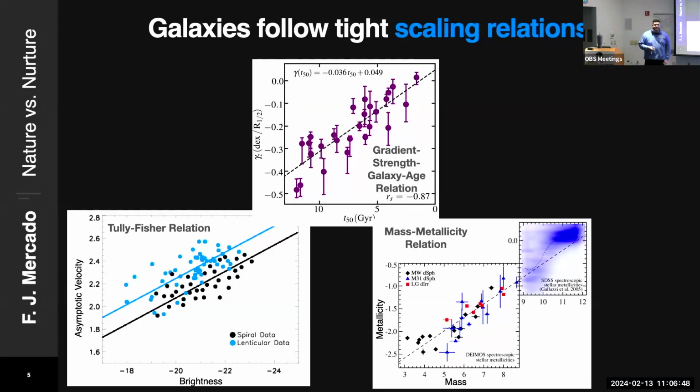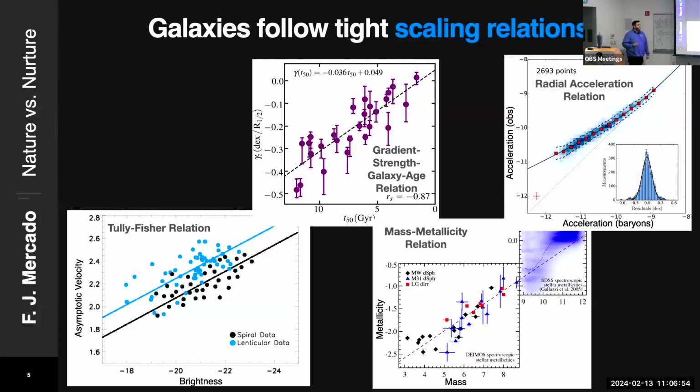Mass-Metallicity relation, which is exactly what it sounds like, the connection between a galaxy's mass and the average metallicity, and then the radial acceleration relation. Now, scaling relations are very important to me because they can help us really connect the observable properties of galaxies to the processes that shape them, right?